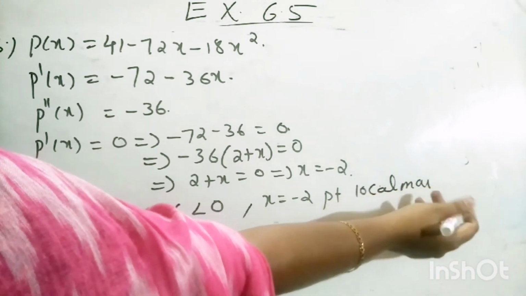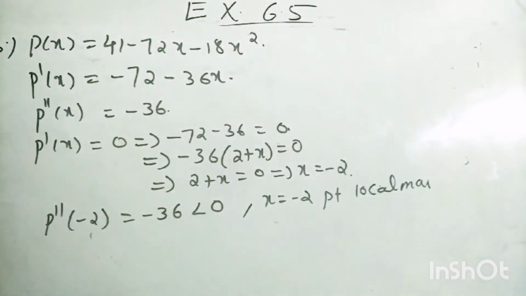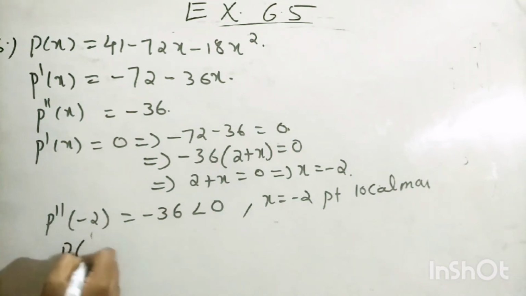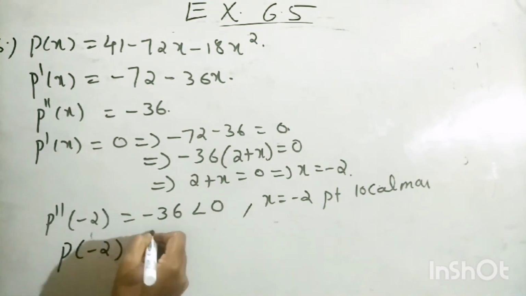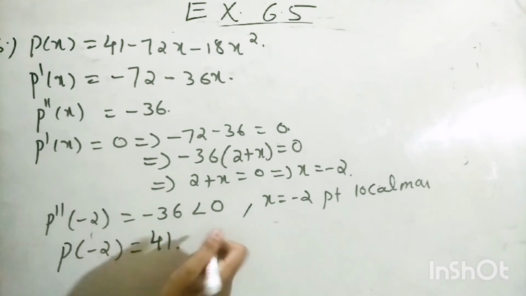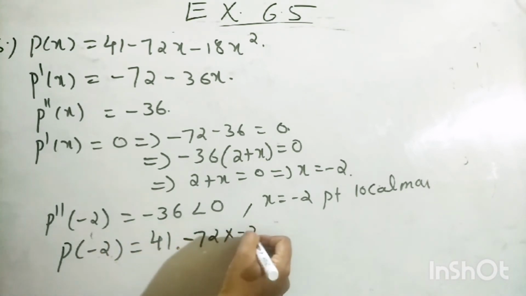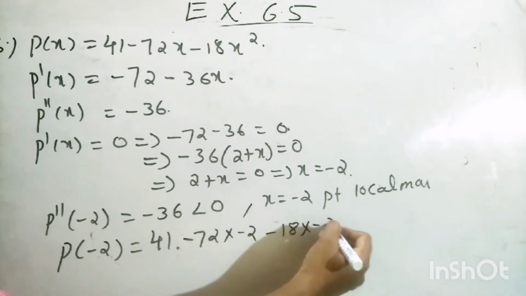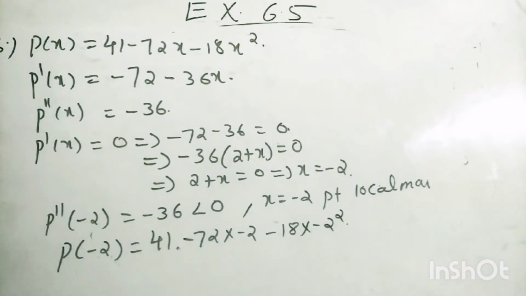And now we need to find that maximum value, that is p of minus 2. P of minus 2 is 41 minus 72 into minus 2 minus 18 into minus 2 all square, and that value you will get as 113. Thus p of minus 2 is 113, that is, the maximum profit is 113.